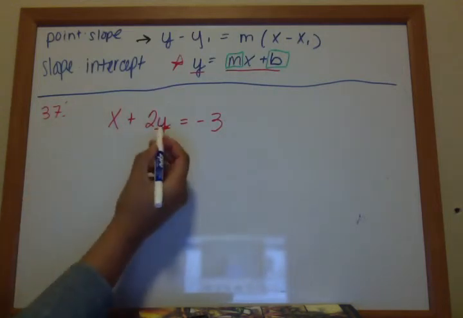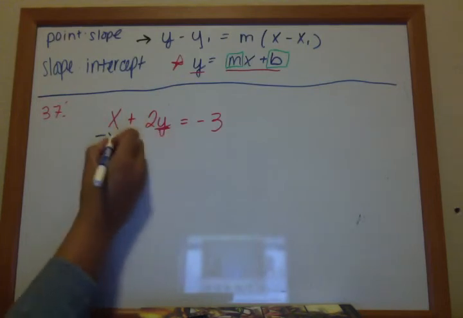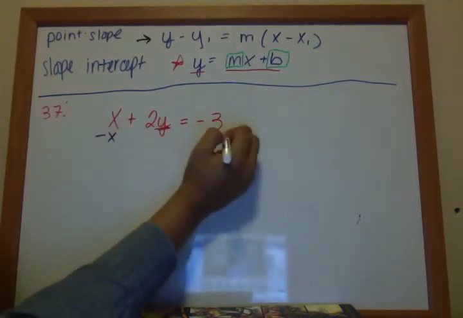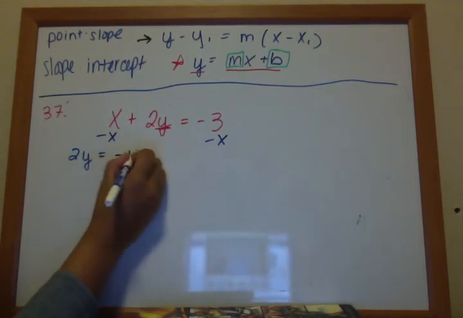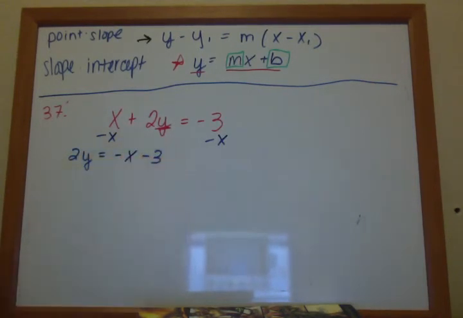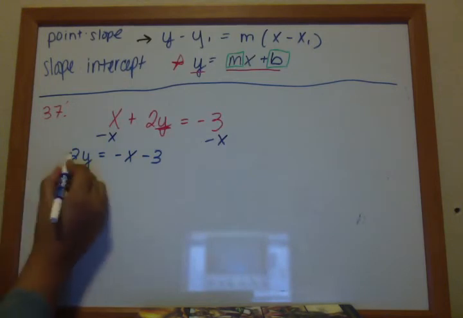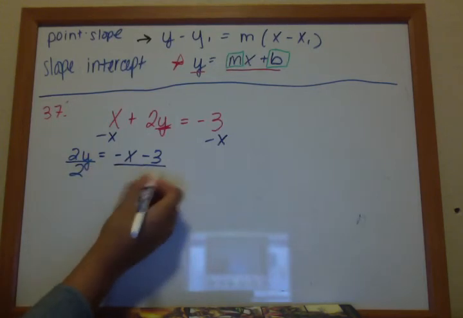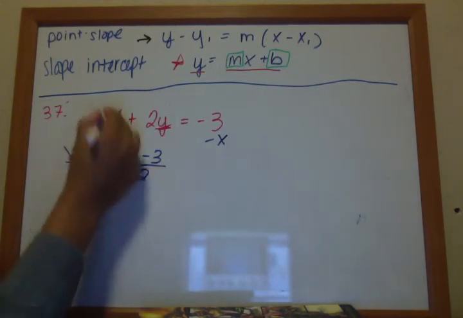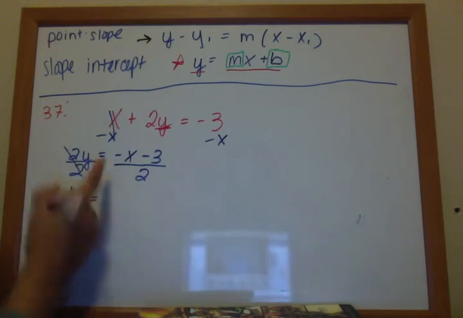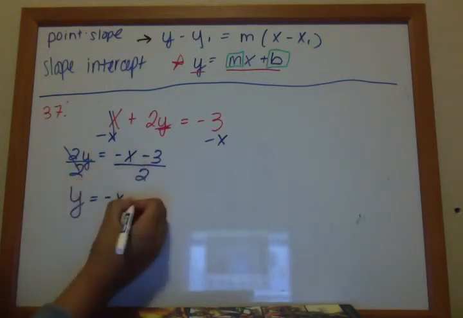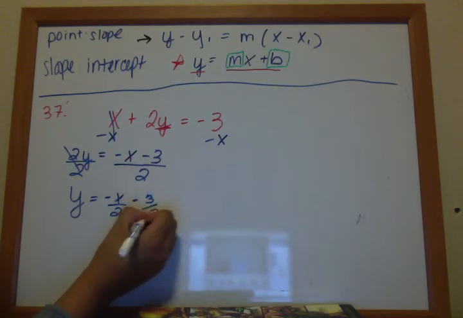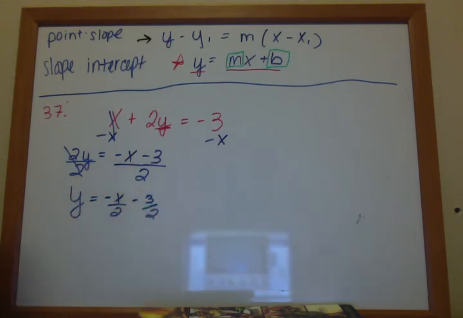Alright, so to start this, to get y by itself, all you do is subtract x from each side. So you're going to get 2y equals negative x minus 3. Now we have to undo this 2. It was multiplied by y, so we're going to divide by 2. Divide both sides by 2. Y equals negative x over 2. And then you have negative 3 over 2.